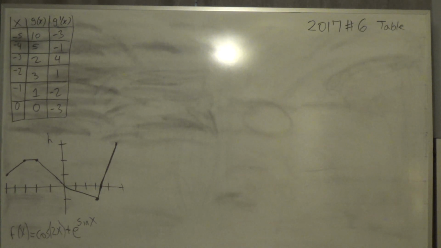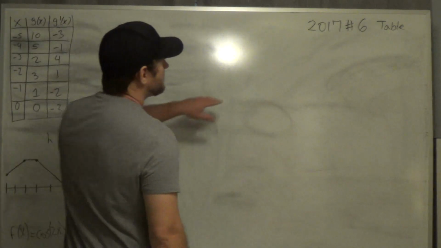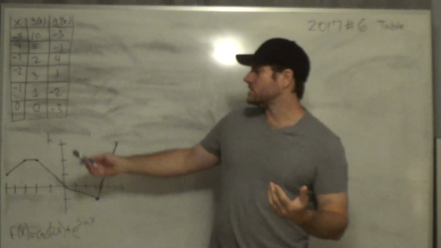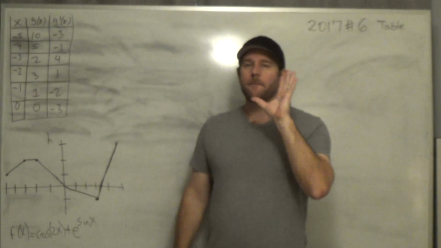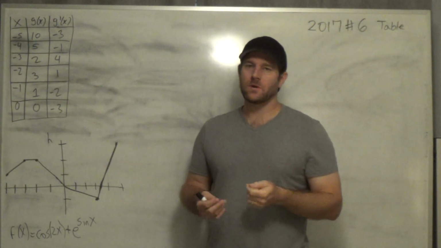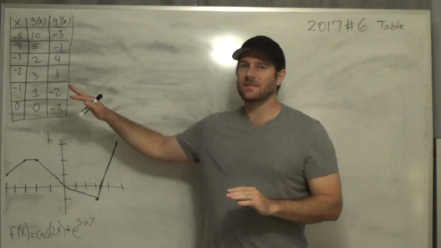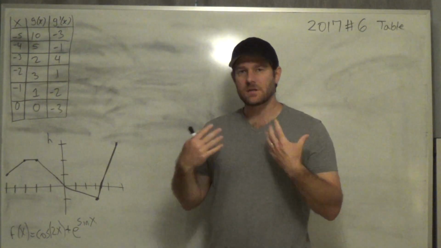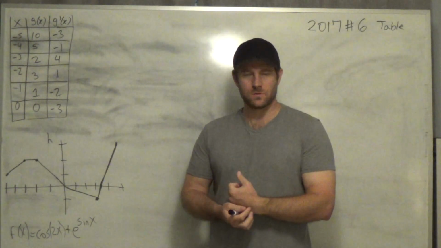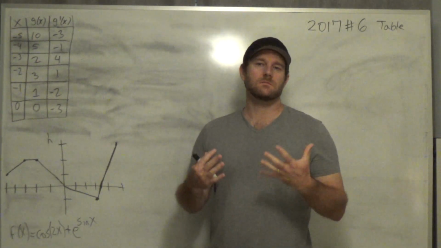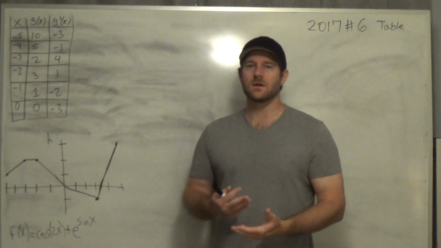Hi AB Calculus students. This is 2017 number 6. It's a table question. I'm calling it a table question because they give you a table. I really think the AP exam only has so many questions they can ask, and something like this is definitely a candidate. I really believe a lot of the stuff from this, maybe one or two of the parts, will be on the test. So really pay attention, make sure you see what's going on here.